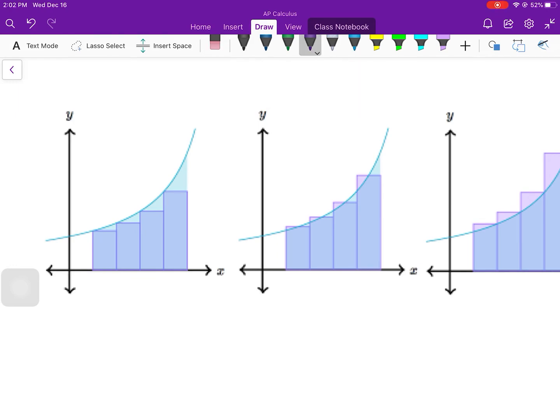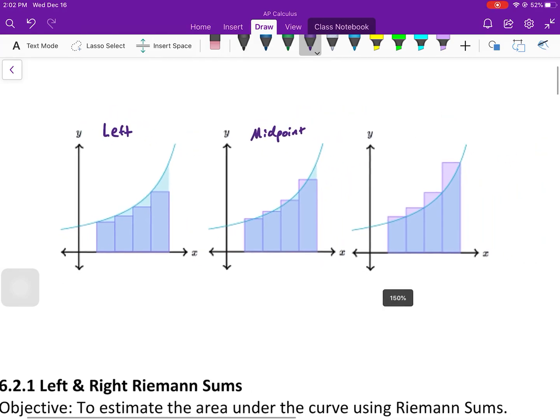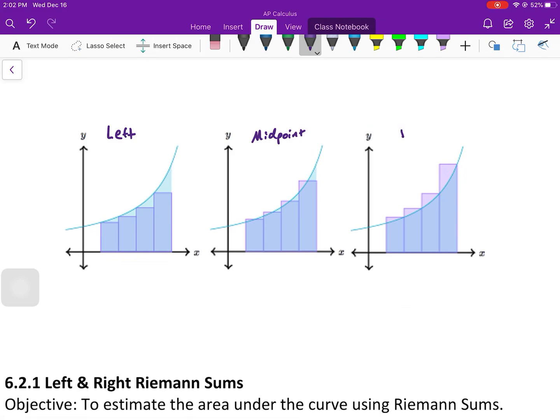So this first one is called a left Riemann sum. This one here is called a midpoint. We won't talk about that in this lesson, but in 2 lessons from now. And this one is a right Riemann sum. This is 3 of the 4. There's a 4th one called a trapezoid sum. That's my personal favorite because it's super accurate and really easy to find.